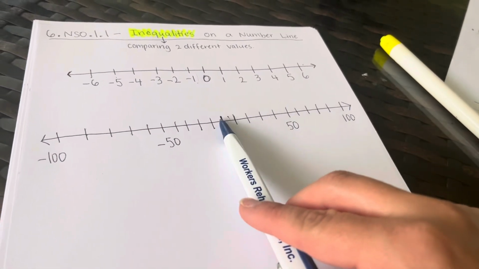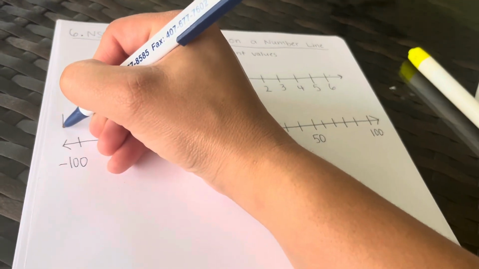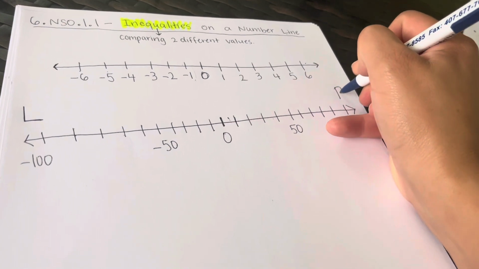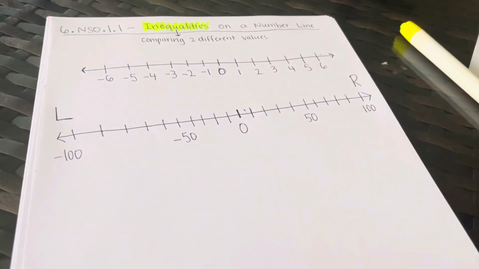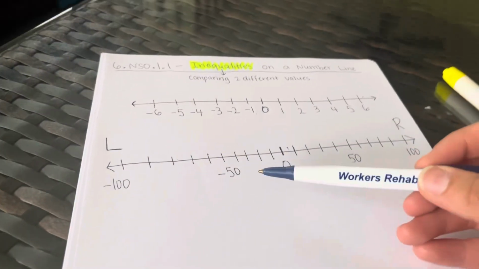10 is greater than 0. It's farther right on your number line. You might want to make an L for left on this side, and then an R for right on this side. The farther right you go, the more your number actually is worth.